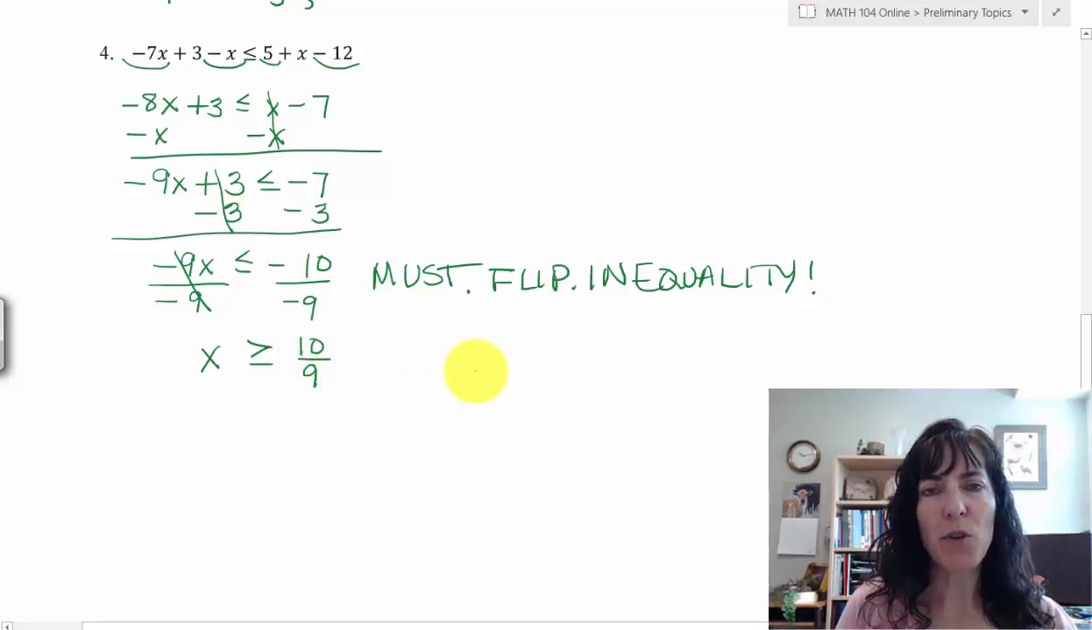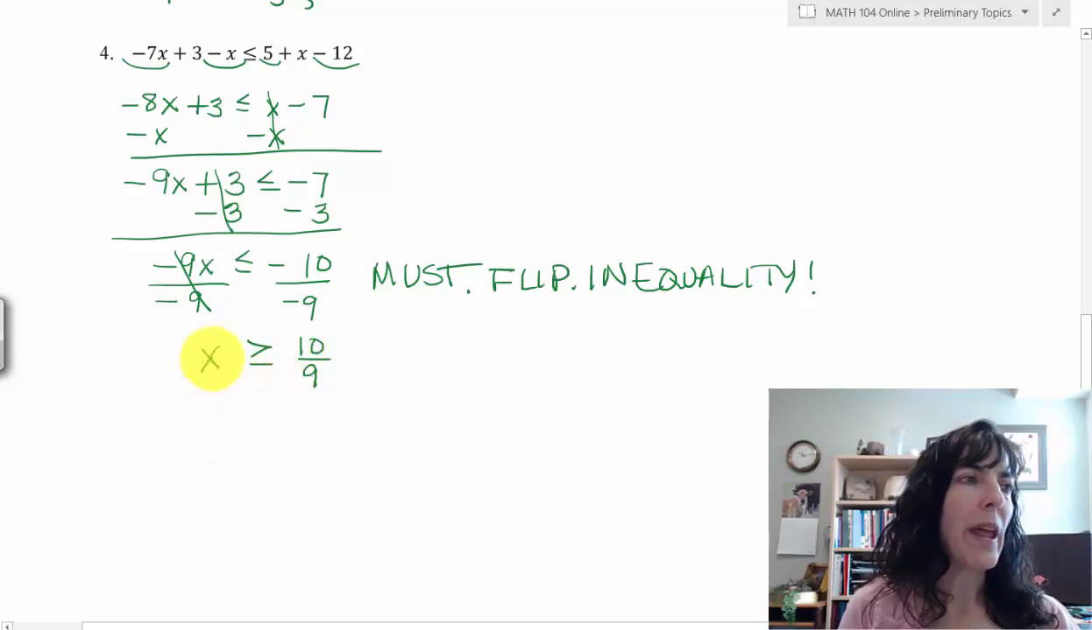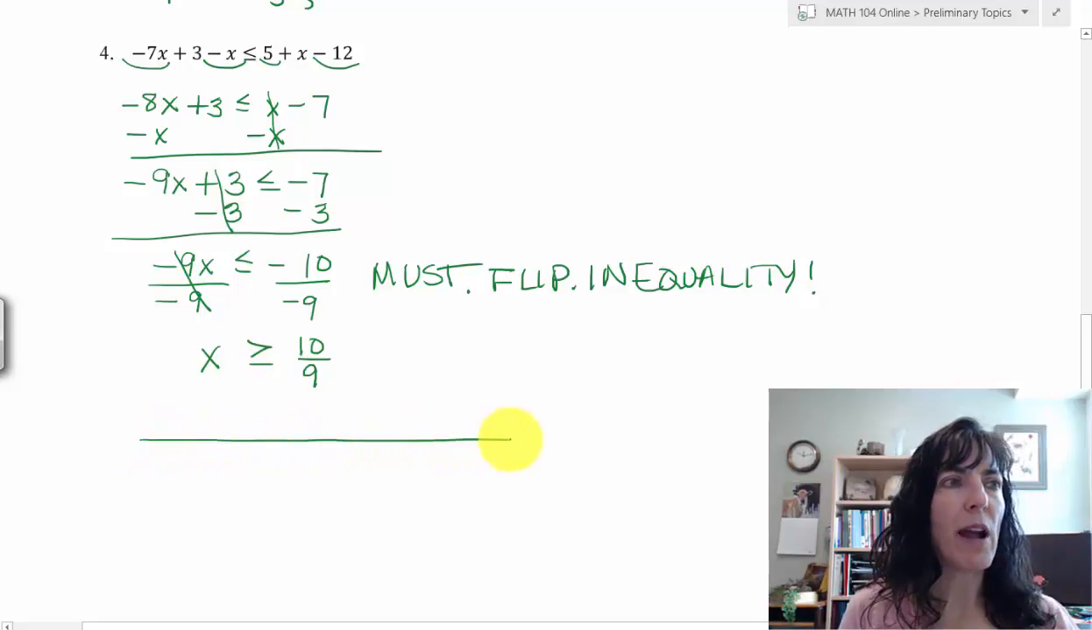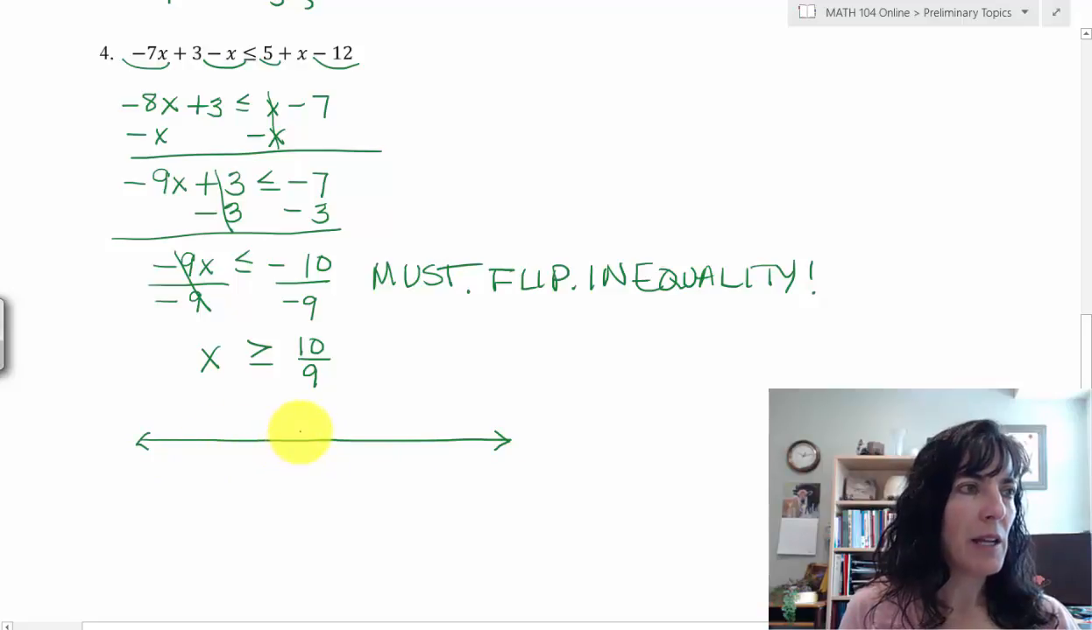You can write it as a decimal if you want. I think it's 1.11 repeating, but I'd like to leave it as a reduced fraction. And this is my algebraic notation for my solution. If I graph that, and I go from 10/9, it looks like I'm going greater than. Here's the greater than symbol on my graph.